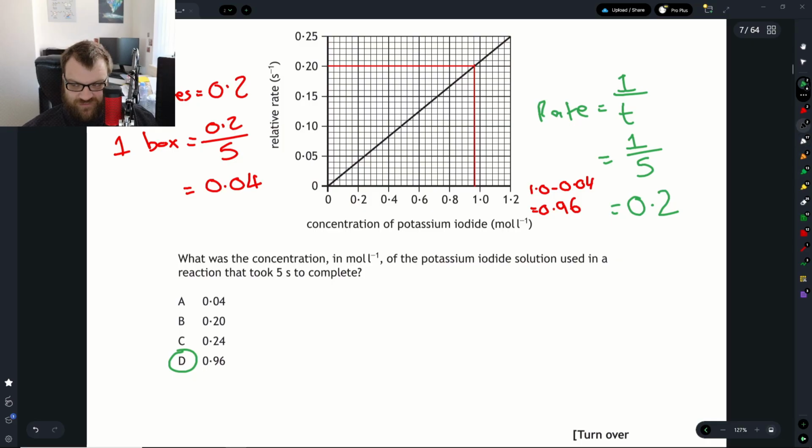Something you need to watch out for as well is feeding off at the correct point. There have been times I've seen people who've used 0.02, got muddled up with the numbers, which would give you a different value, an incorrect value.